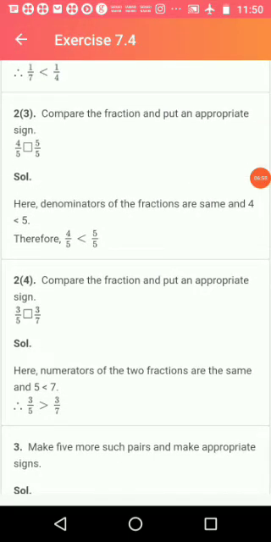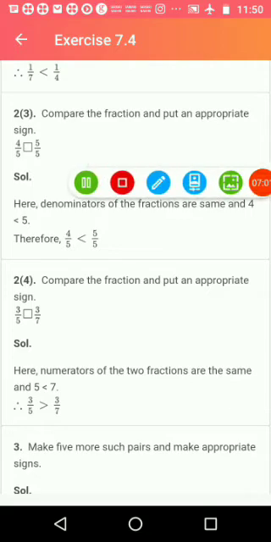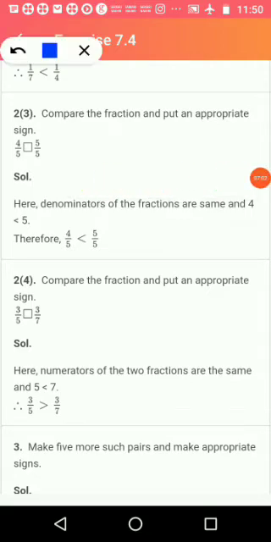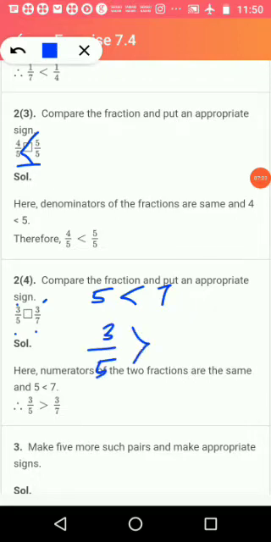Compare the fractions and put the appropriate sign. Again see, denominators are equal. So 4 is less than 5. So the sign. Next, 3 by 5, 3 by 7. So here the numerator is equal. Now 5 is less than 7. So 3 by 5 is greater than 3 by 7. Okay. Next.